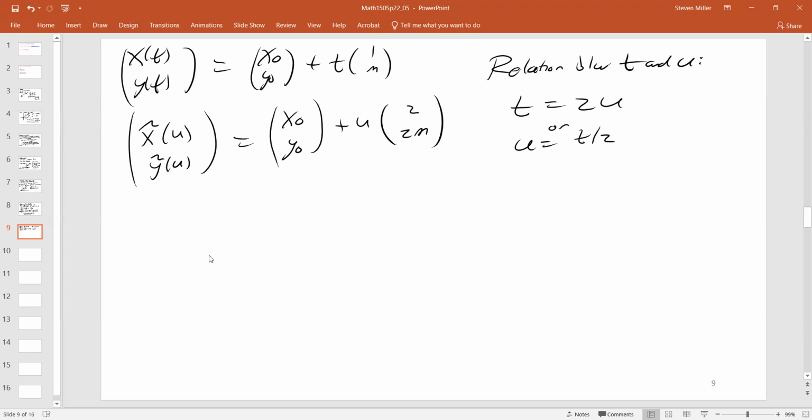So we could write this one as x naught, y naught plus 2u, 1, m. I just pull out the 2 from the vector. And we see that t corresponds to 2u. So they really traverse the same curve in space. Which one do you think is moving faster? If I increase t by 1, when I increase u by 1, which one do you think is going to travel faster?